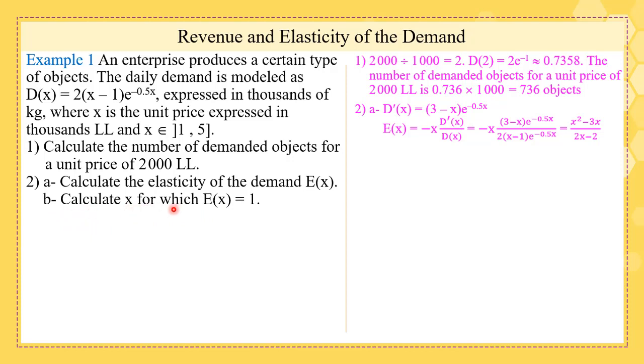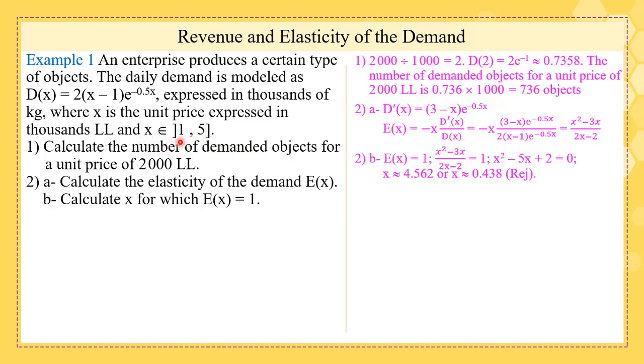Part B. Calculate x, for which E of x equals 1. In order to find x, we need to solve the equation E of x equals 1. So E of x equals 1 is equivalent to saying that (x squared minus 3x) over (2x minus 2) equals 1. And this yields that x squared minus 5x plus 2 equals 0, which is a second degree equation. And using a calculator, we solve this equation, and we get x approximately equal to 4.562, or x approximately equal to 0.438.